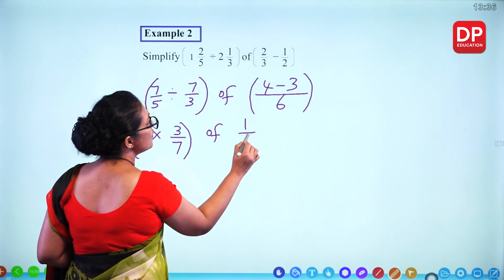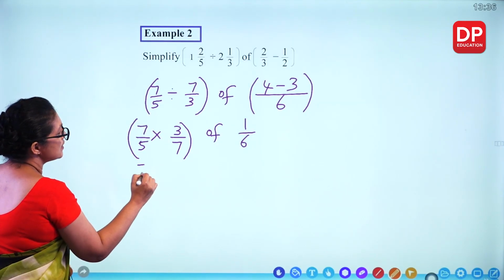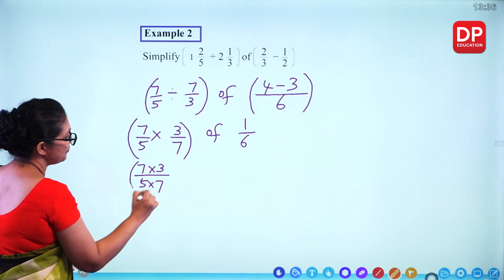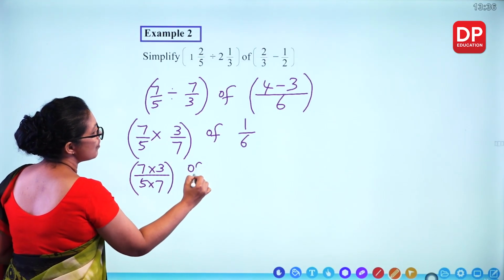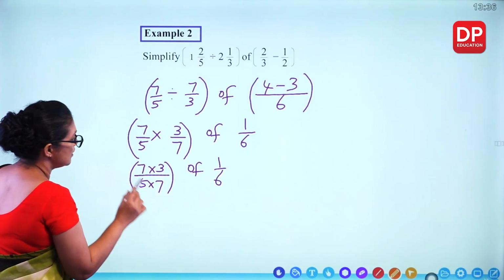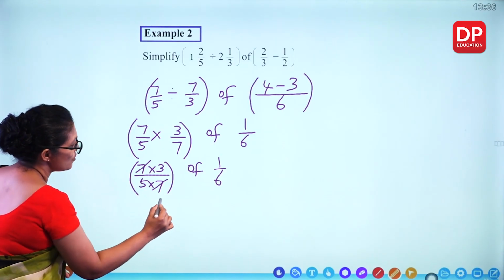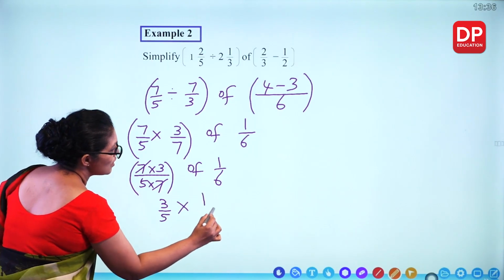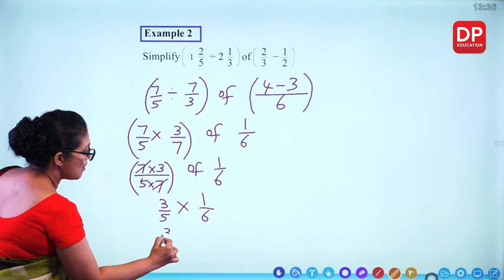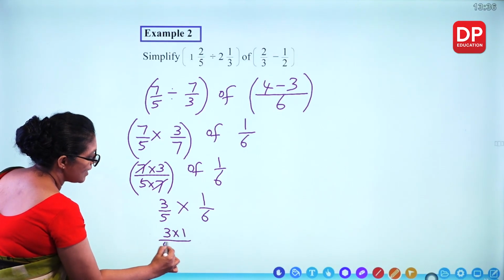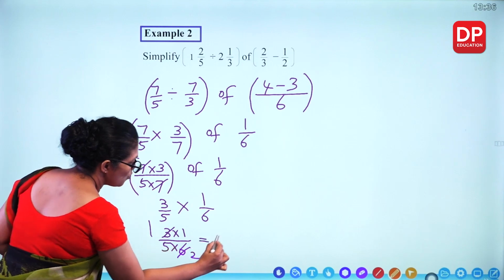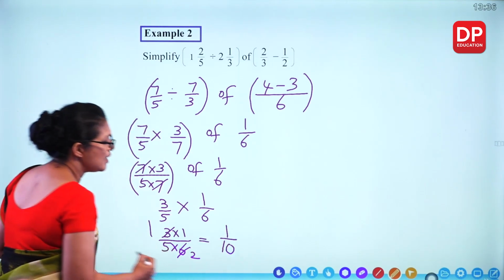This is 1 over 6. 7 times 3 over 5 times 7 of 1/6. 7 get cancelled out. You get 3/5 of means multiplication 1/6. Multiply the numerator separately, denominator separately. 3 times 1, 3 times 2, you get 1 over 10.